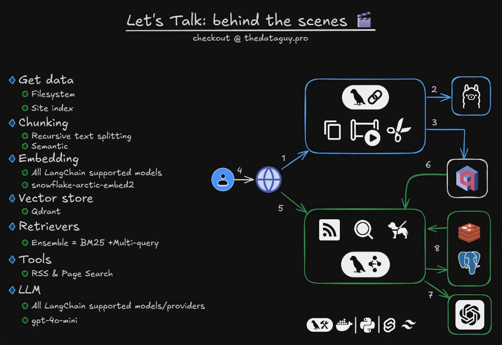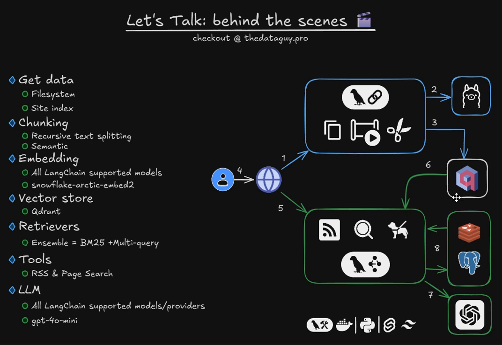Today we are going to see behind the scene for Let's Talk. So let's dig in. We have two flows. One is indexing flow, which is all the blue arrows and boxes. Then we have the query and response flow, which is all the green arrows and boxes. And this white box is common.